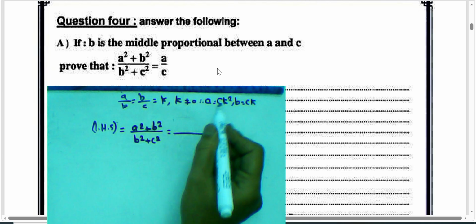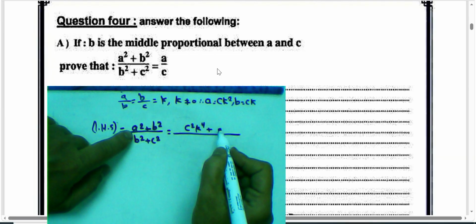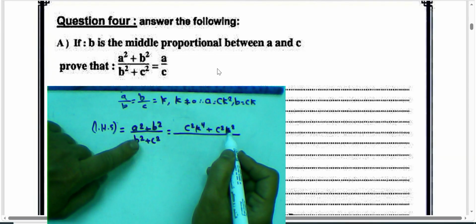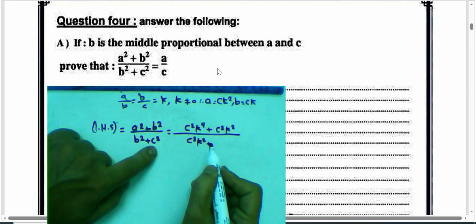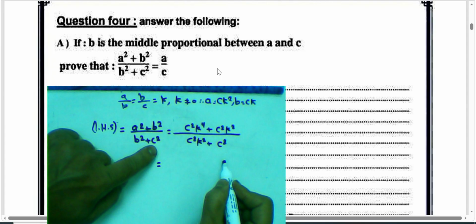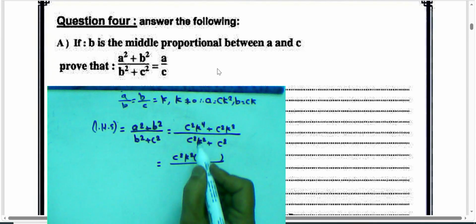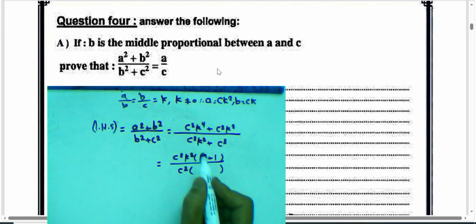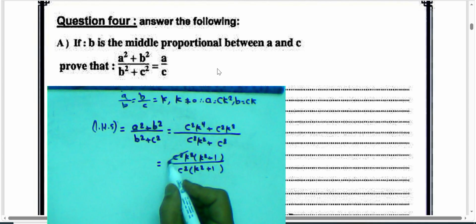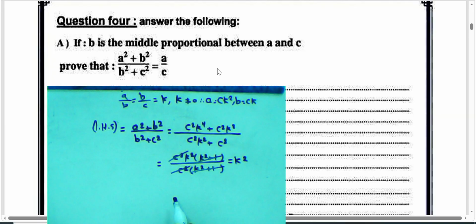For A we have CK power 2, squared, it will be C power 2 K power 4, plus B power 2, it will be C power 2 K power 2, over B power 2, C power 2 K power 2 plus C power 2. We can write it as a factorization: up we have C power 2 K power 2 divided, K power 2 plus 1. Down we can write C power 2 divided, K power 2 plus 1. We can simplify the expression. The result will be K power 2.